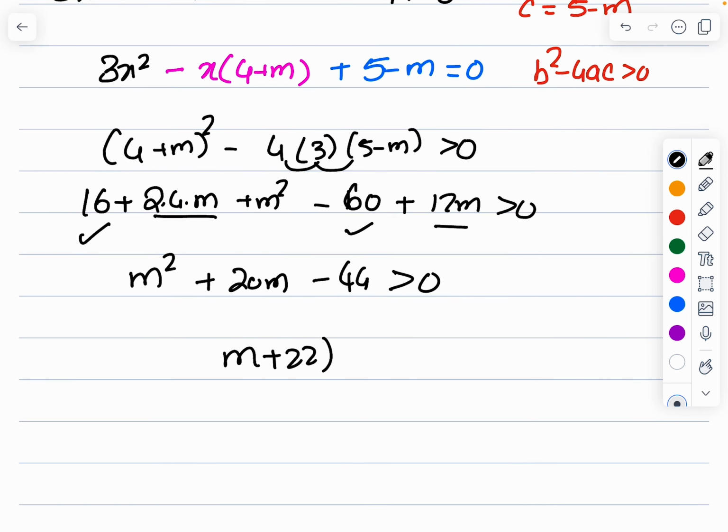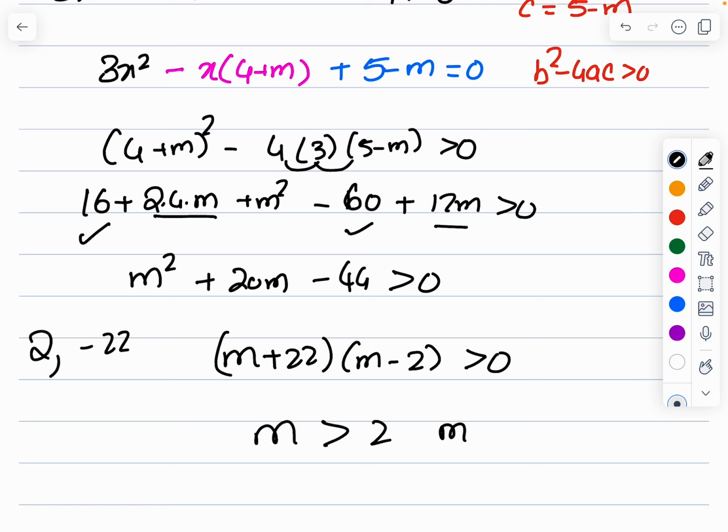So factorize that: (m + 22)(m − 2) is greater than 0. So what are the roots? 2 and negative 22. So m is greater than the greater root, or m is lesser than the lesser root. That's going to be the answer.